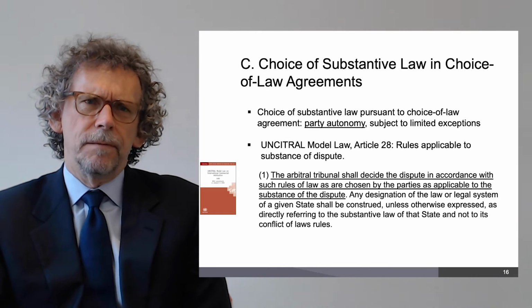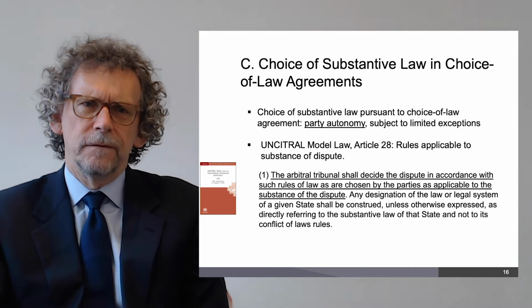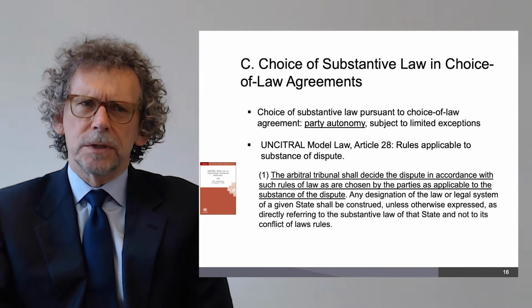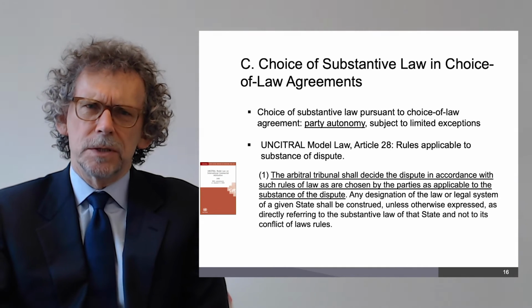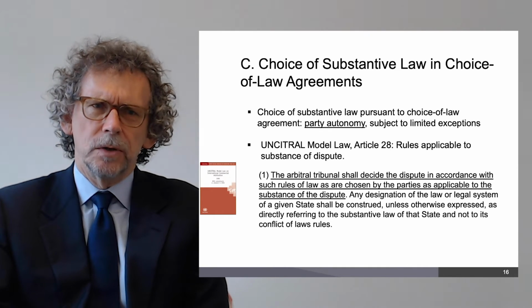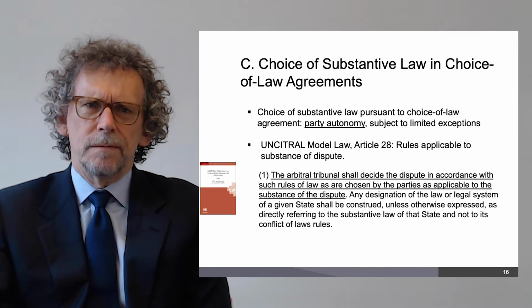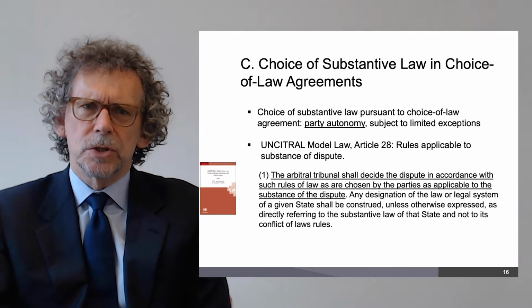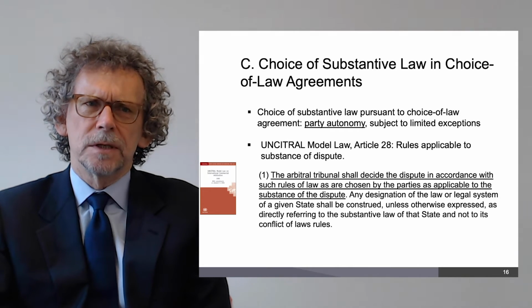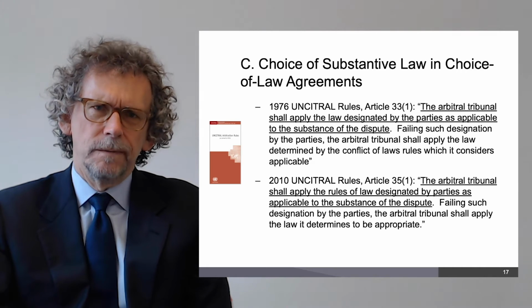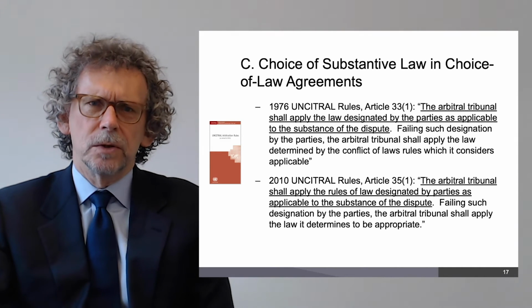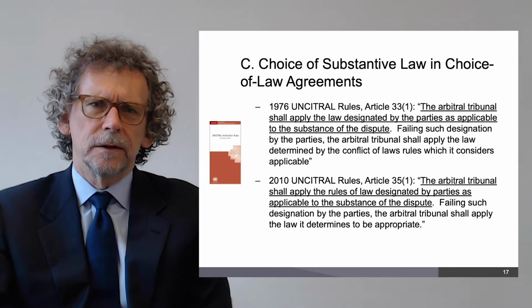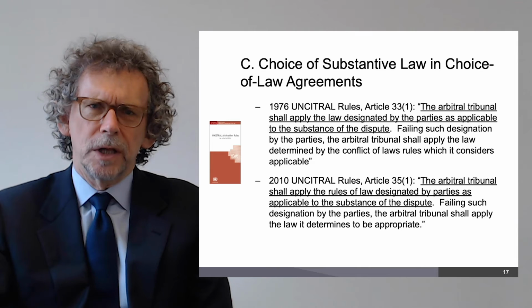We can see that, for example, in Article 28.1 of the UNCITRAL Model Law. Its title says that it addresses the rules applicable to the substance of the dispute, the merits of the party's underlying commercial dispute. And that rule is that the arbitral tribunal shall decide the dispute in accordance with such rules of law as are chosen by the parties as applicable to the substance of the dispute. Institutional arbitration rules, the UNCITRAL arbitration rules, for example, prescribe the same rule. You can see that on the current slide, a basic rule of party autonomy.